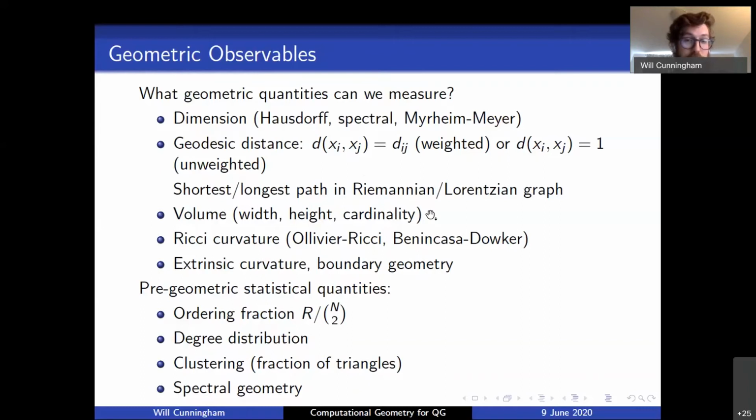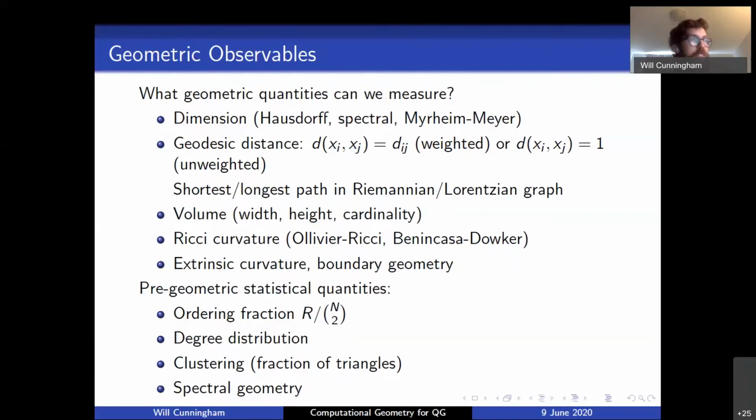We can also measure the Ricci curvature, both in the Riemannian and the Lorentzian setting, although they're done in very different ways, and I'll get to that in a moment. There are also some interesting pre-geometric statistical quantities that are typically studied just as a means of comparing graph ensembles, really. So we can look at the ordering fraction, which is the number of relations present in the graph compared to the total number, N choose 2. We can look at the degree distribution, which is basically the distribution of the mean number of connections that each node has.